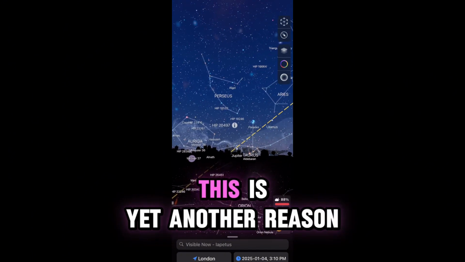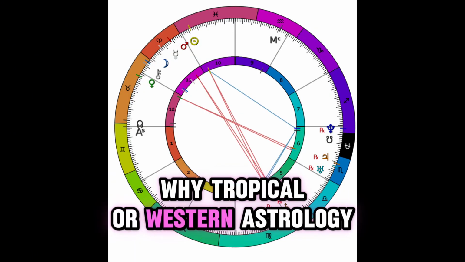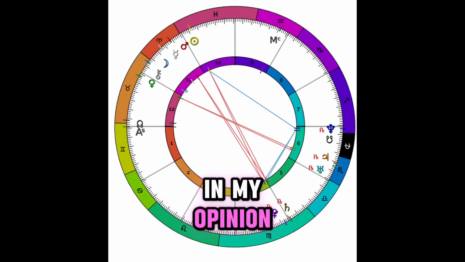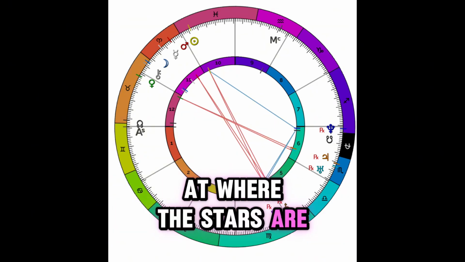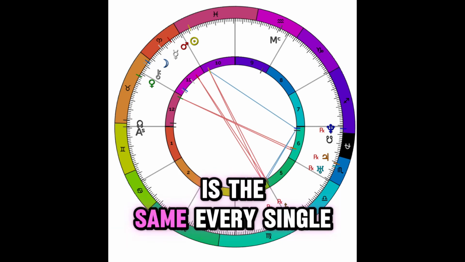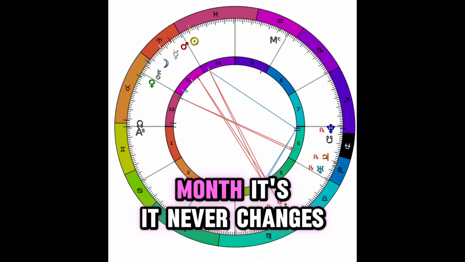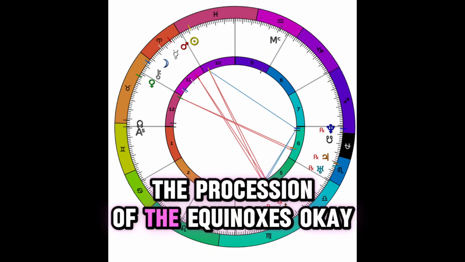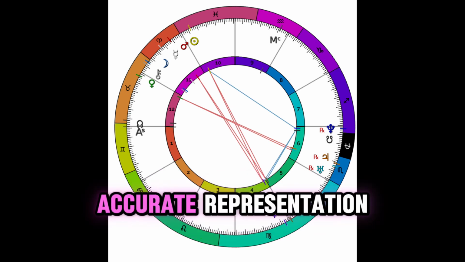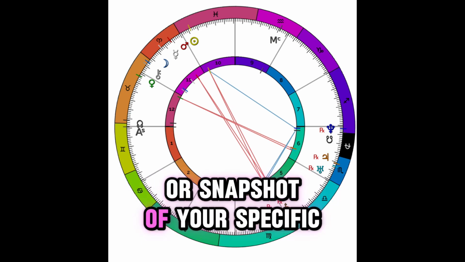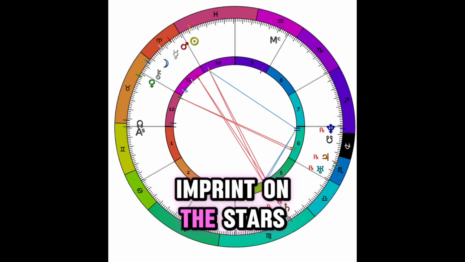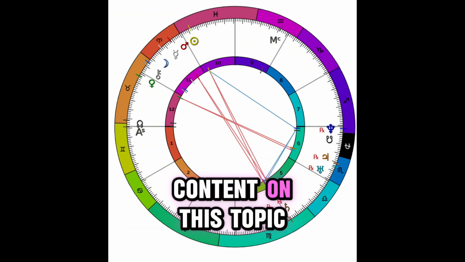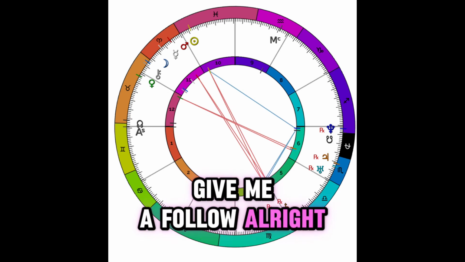This is yet another reason why tropical or Western astrology is a limited system and will only lead you in circles, in my opinion, because it's not actually looking at where the stars are. It's a seasonal construct that is the same every single day, year, month. It never changes. It doesn't shift according to the precession of the equinoxes, okay? So if you want a more accurate representation or snapshot of your specific imprint on the stars, have a look-see at True Sky Sidereal Astrology. I have a lot of content on this topic. Give me a follow.